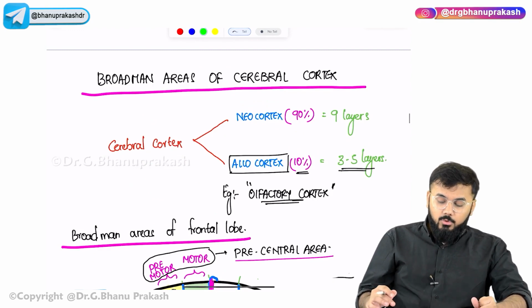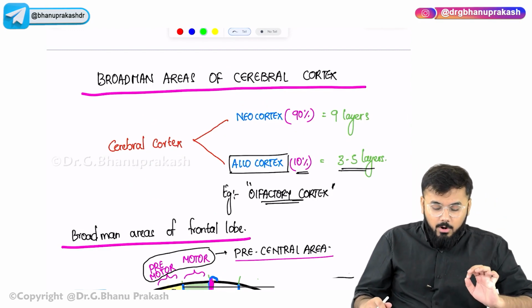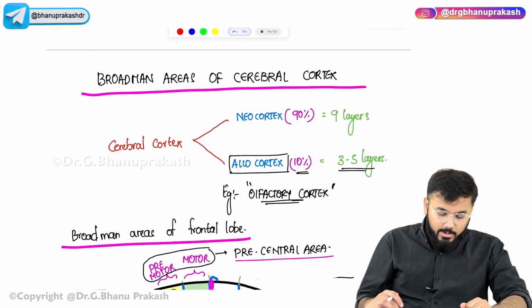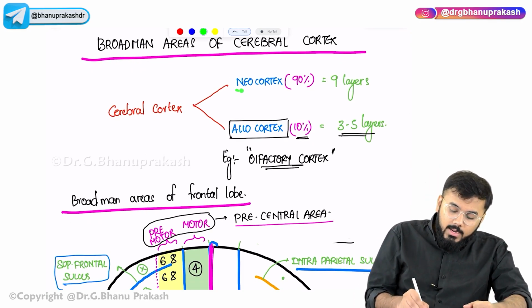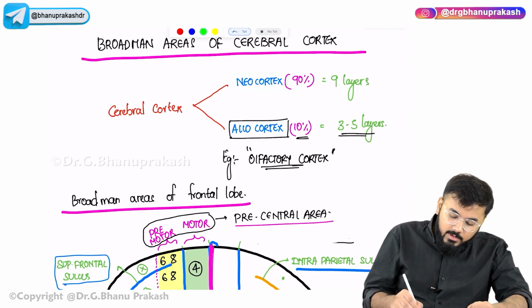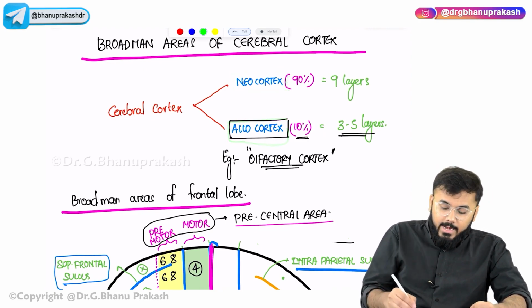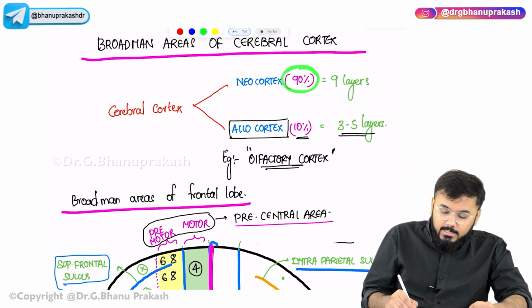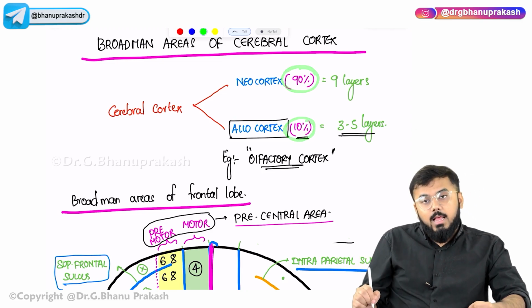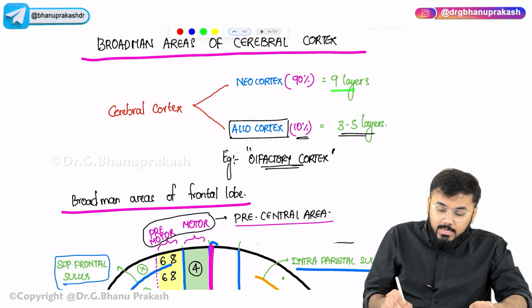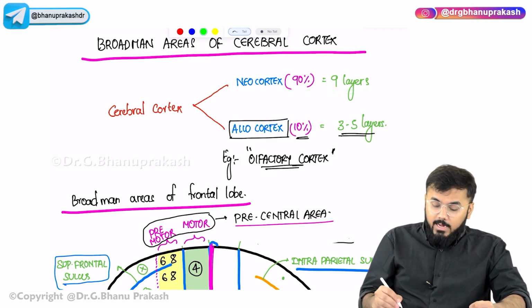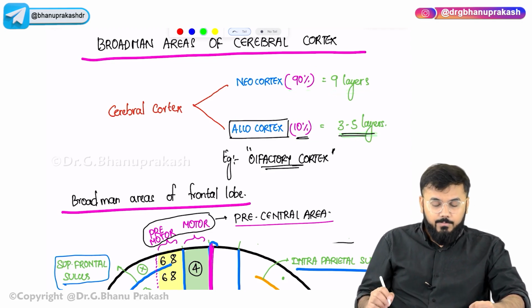Okay. Now coming to the very important topic, that is the Brodmann areas of cerebral cortex. So cerebral cortex is divided into two. One is called as neocortex, another one is called as allocortex. 90% is the neocortex and only 10% is your allocortex. Neocortex is having how many layers? 9 layers. Whereas allocortex is having how many layers? 3 to 5 layers. Okay.